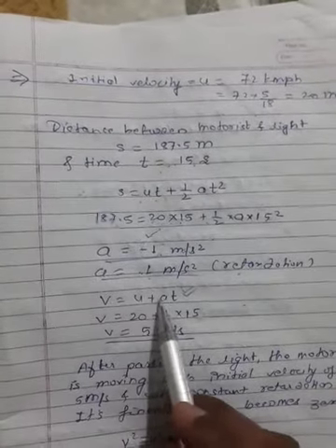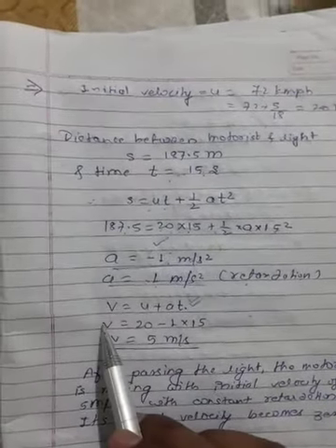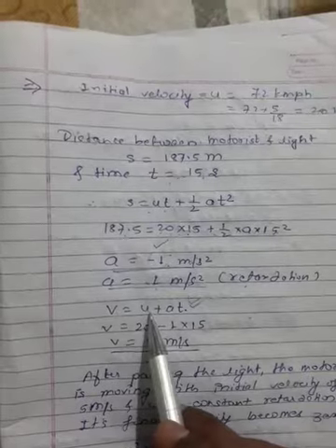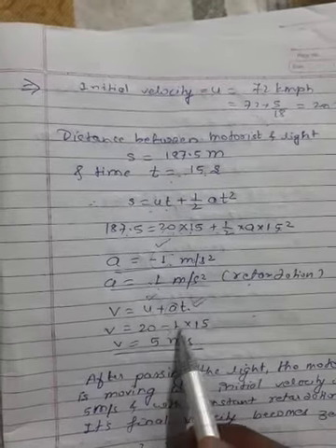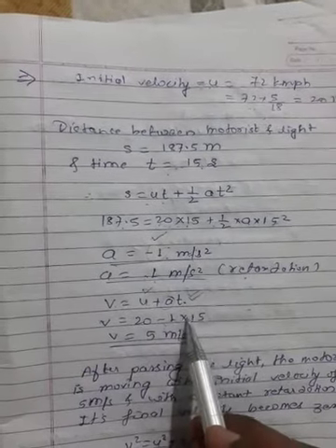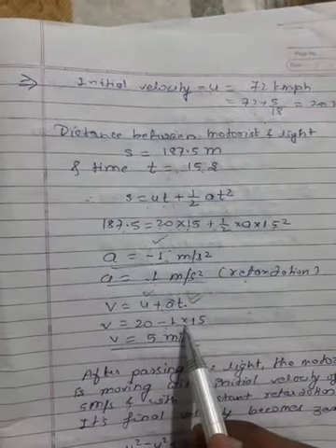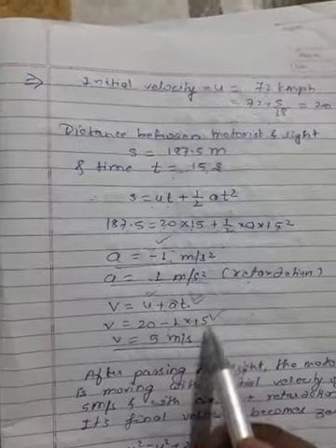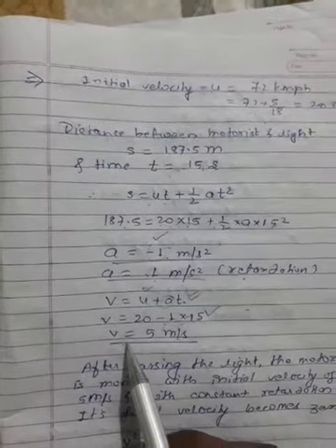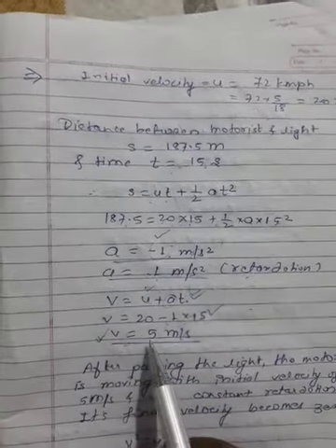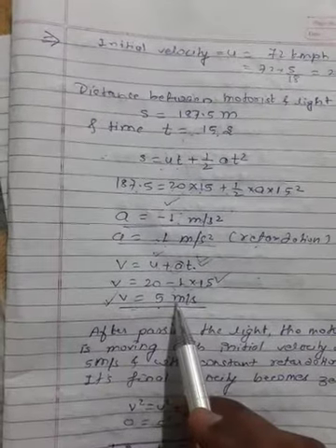Now to calculate the final velocity of the motorist, I am using again the first equation of motion, v equals u plus at. So final velocity v equals initial velocity 20, acceleration is minus 1, so minus 1 into time taken to cover that distance, 15 seconds, so minus 1 into 15. So you will get the final velocity of the motorist as 5 meter per second.